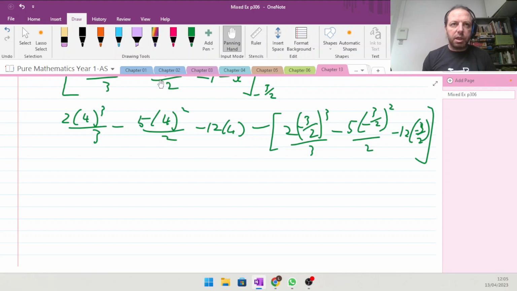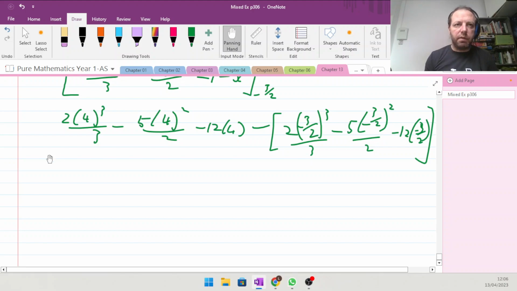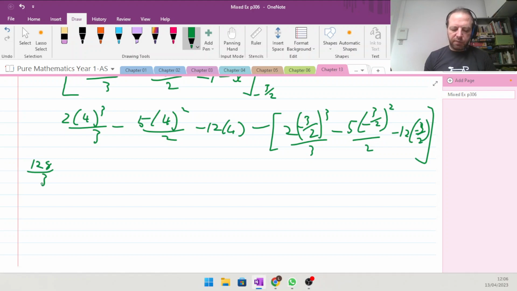4 cubed, 64 times 2 divided by 3 is 128/3. 4 squared times 5 divided by 2 is 40, minus 48, and all of that comes to 128 divided by 3 minus 40 minus 48, and that's minus 136 over 3.